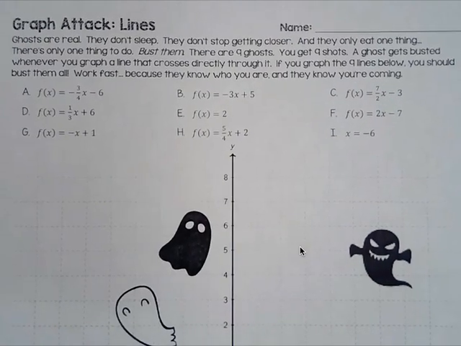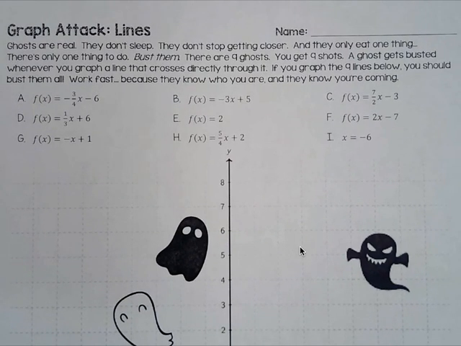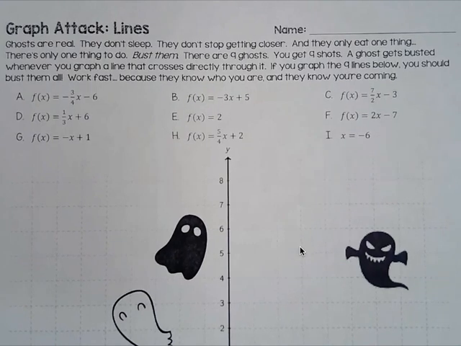This is called Graph Attack Lines. Ghosts are real. They don't sleep. They don't stop getting closer. And they only eat one thing. There's only one thing to do. Bust them. There are 9 ghosts. You get 9 shots. A ghost gets busted whenever you graph a line that crosses directly through it. If you graph the 9 lines below, you should bust them all. Work fast because they know who you are and they know you're coming.